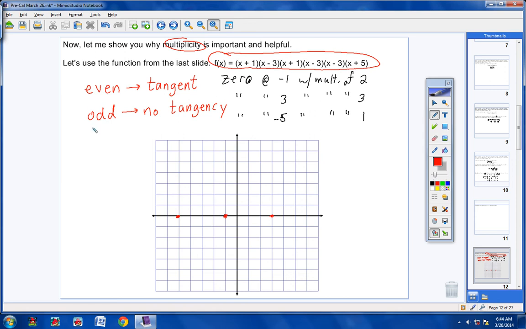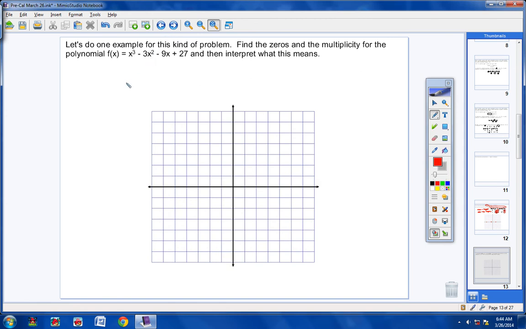When the multiplicity of a zero is even, then at that zero, the graph is tangent to the x-axis. And if the multiplicity is odd, like it was here for 3 and here for -5, then you know there's no tangency at these two zeros. The graph will hit that point and continue going down, or hit that point and continue going up. All right, that's why multiplicity is so important. So with that in mind, let's do one example.